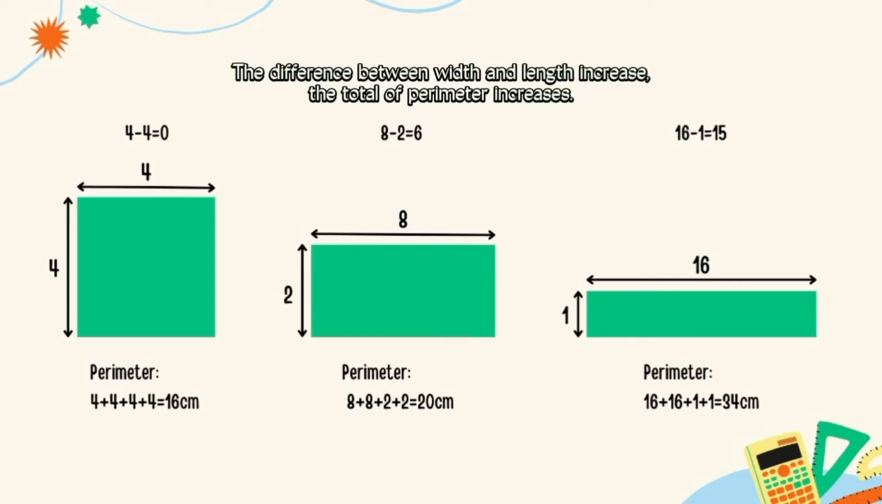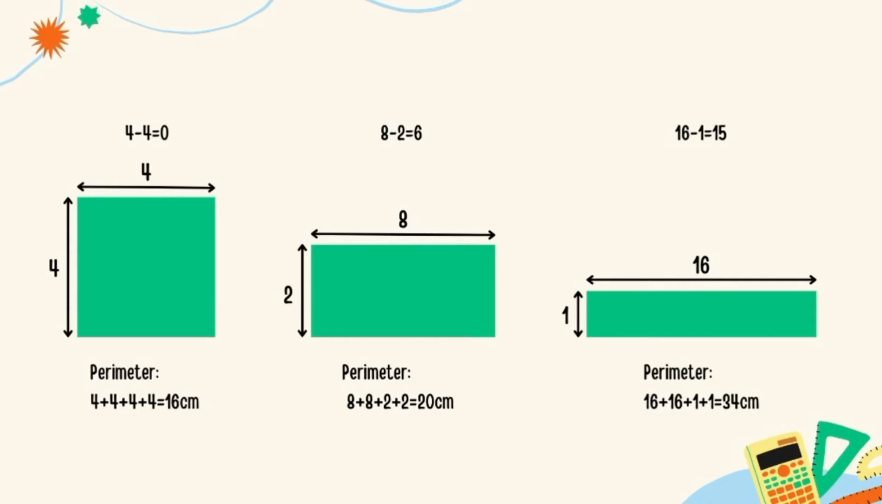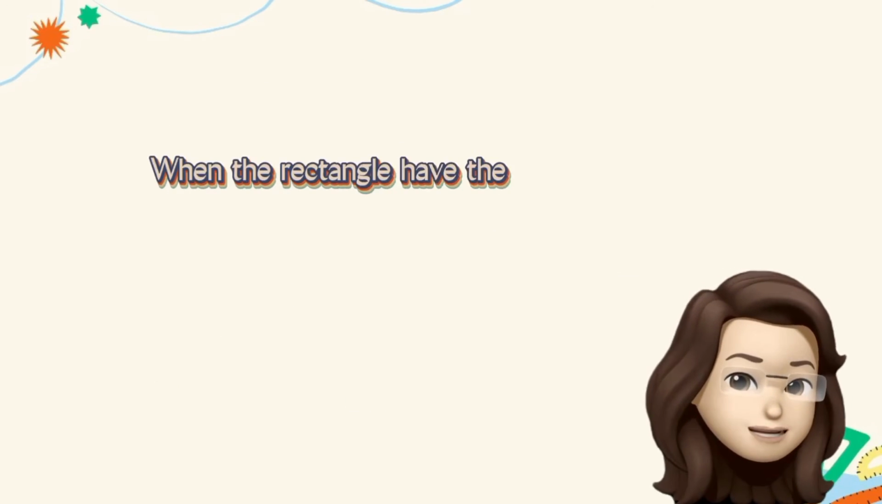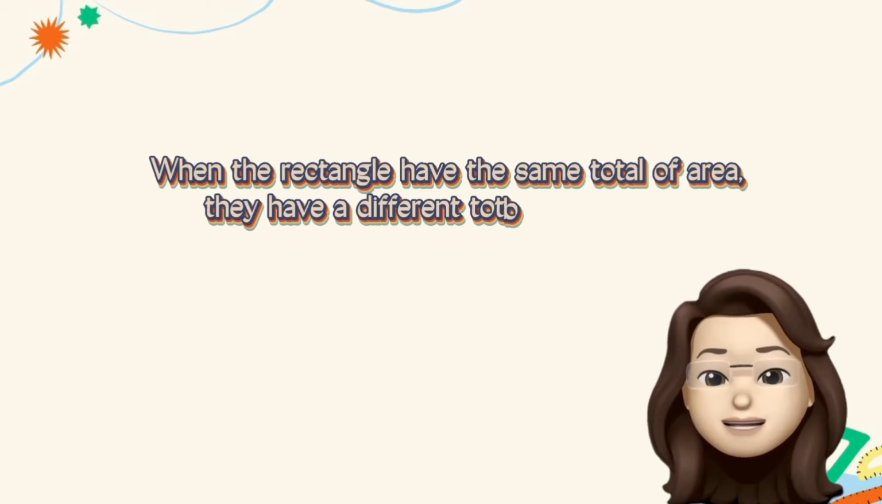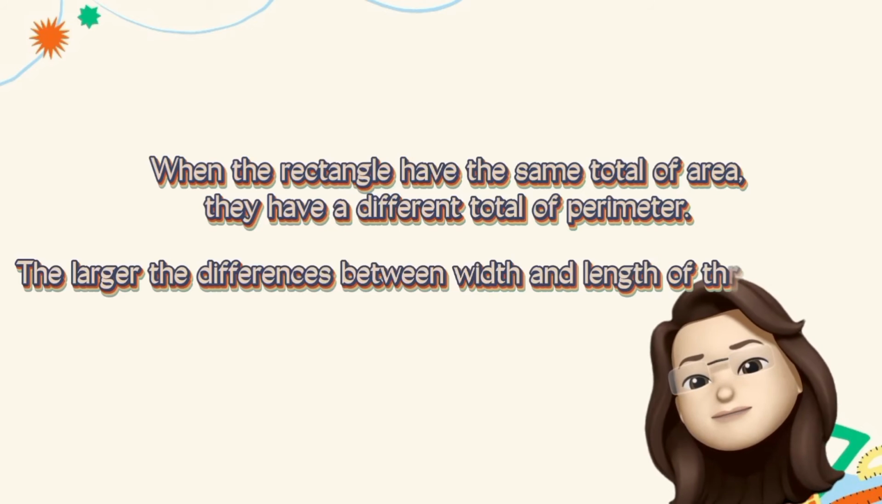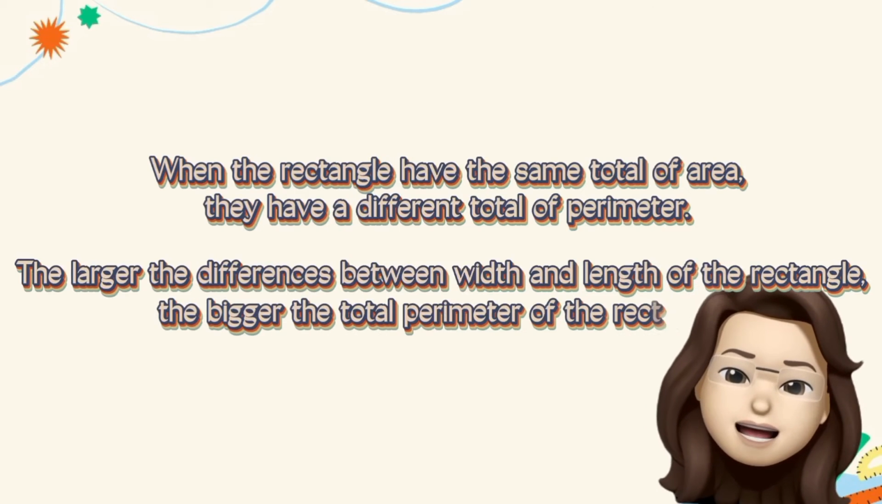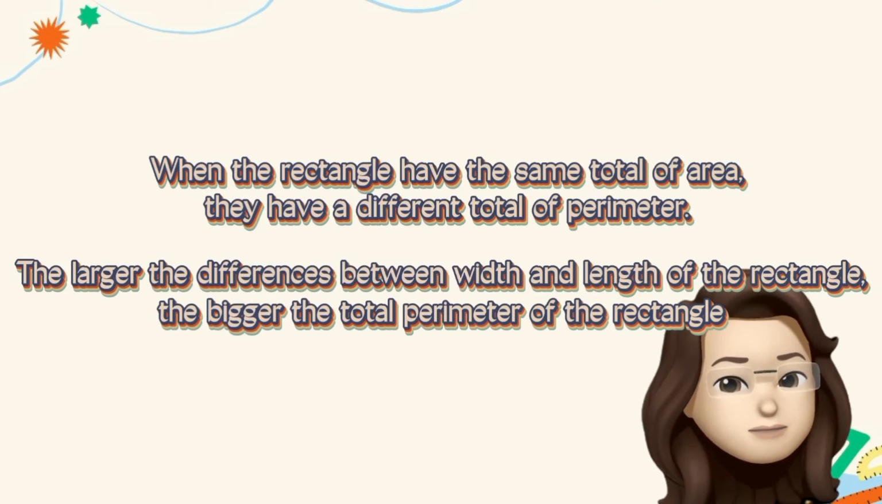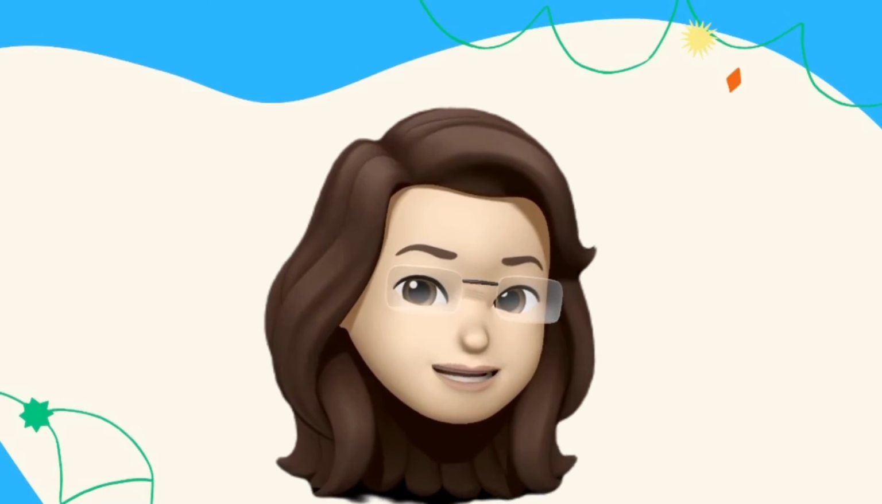the total of perimeter. So, from here, we can conclude that when the rectangles have the same total of area, they will have a different total of perimeter. The larger the difference between the width and the length of the rectangle, the bigger the total perimeter of the rectangle. That was about the same total of area.